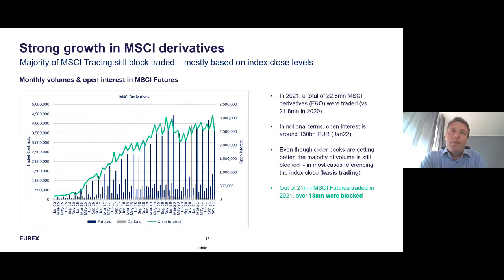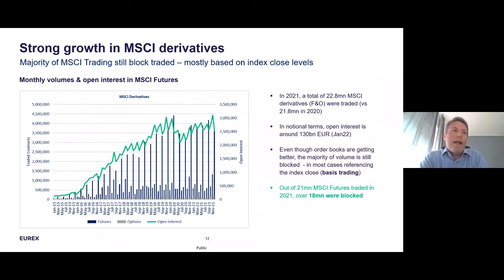I'm running here the MSCI derivatives from product development, and what you see here on the first slide is the development of that segment. We are not showing it to make clear that that segment is growing, but rather to mention that still the segment is predominantly block traded. Last year in total, we had 21 million MSCI futures being traded, thereof 18 million went via block.